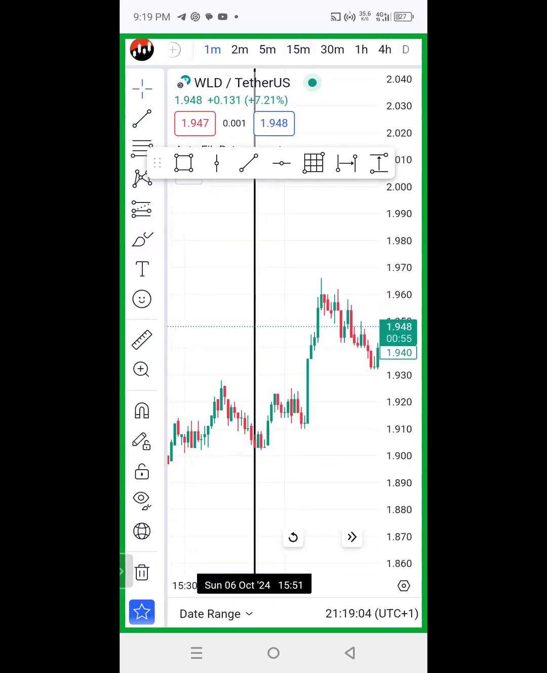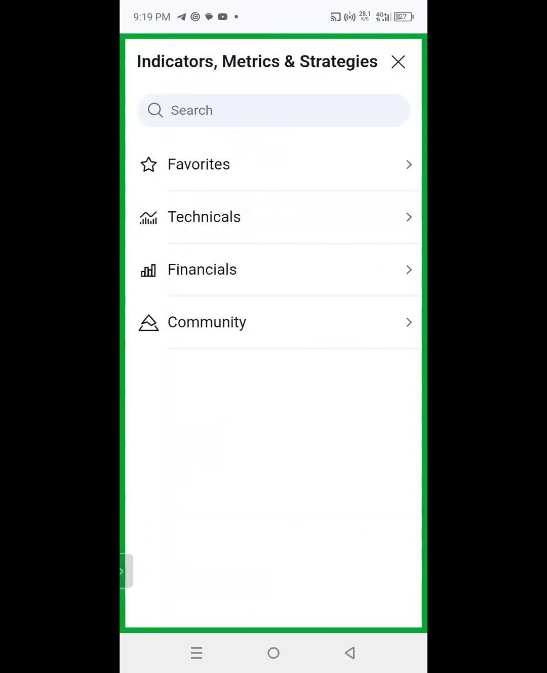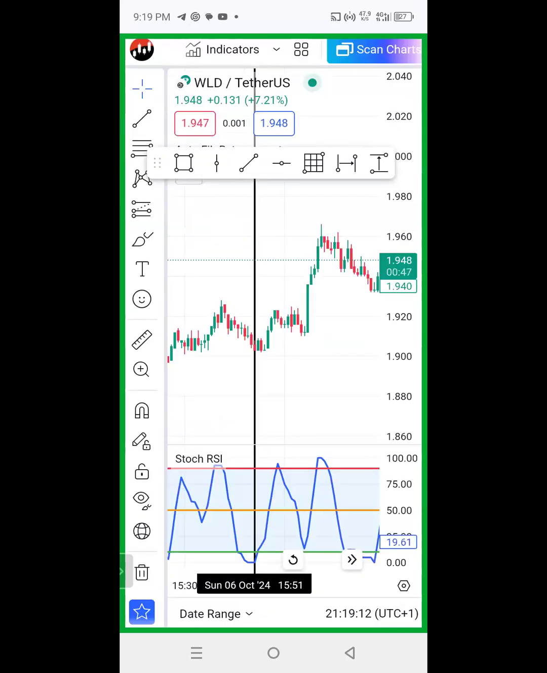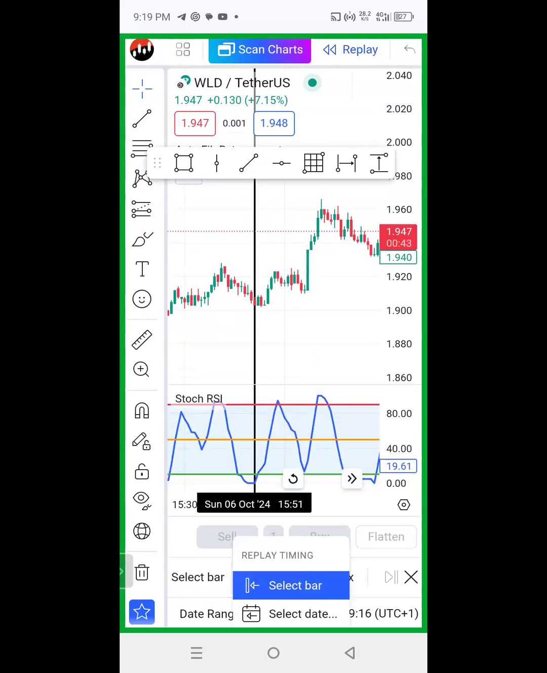Let me bring in the 2 indicator. Now, this is the 2 indicator. I want to use a bar replay to make you understand what I'm doing here.